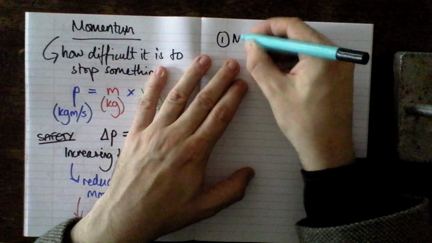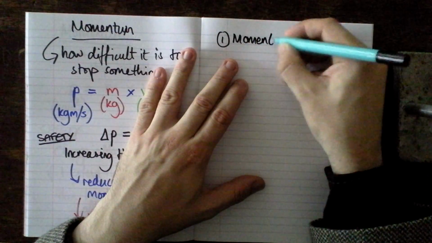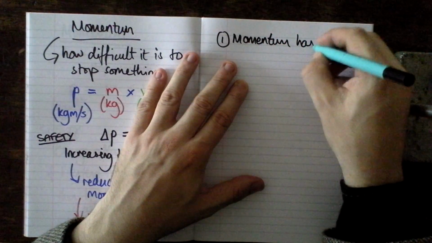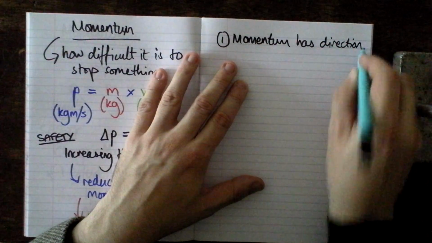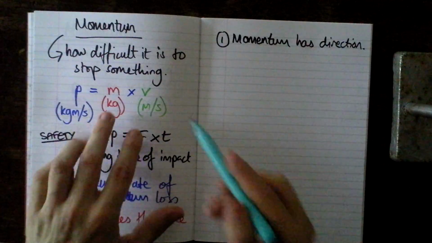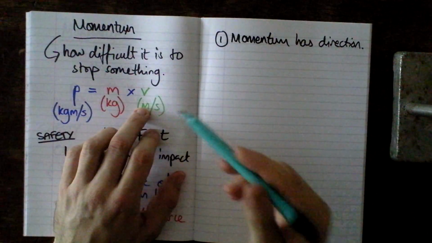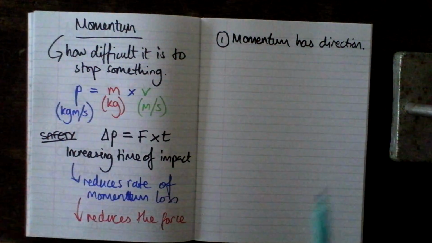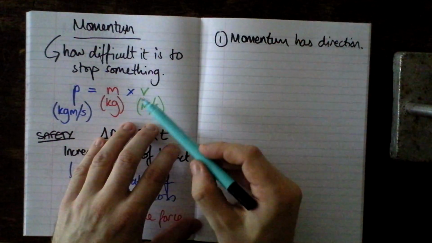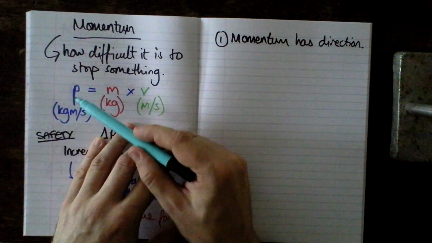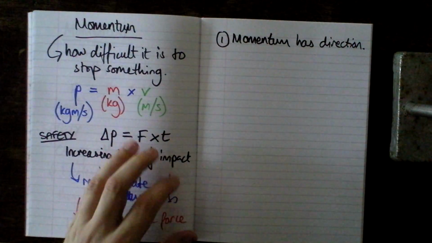Number one, momentum has direction. Now, you've probably noticed that I've been talking very carefully about velocity. Momentum is mass times velocity, not mass times speed. Speed just tells me how fast something's going. Velocity tells me what direction. And the fact that I'm using velocity here tells me that momentum also has direction.